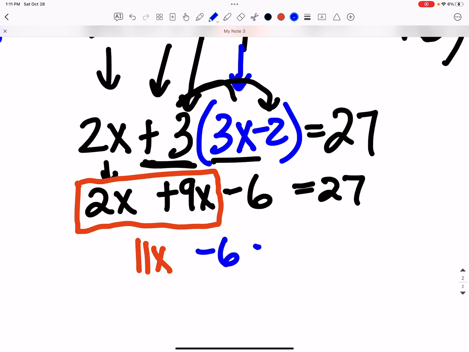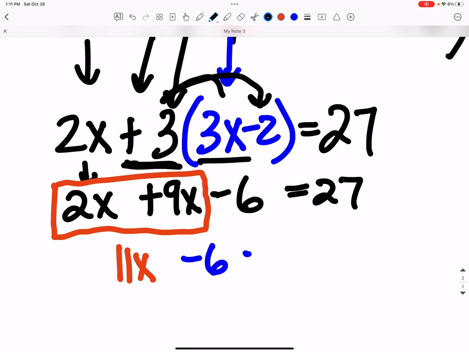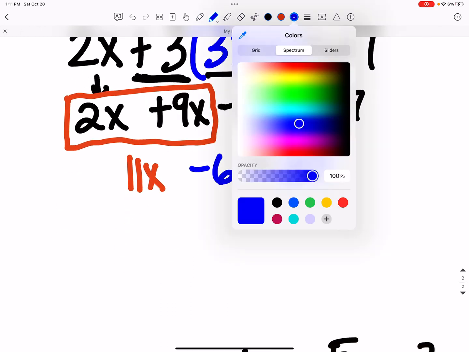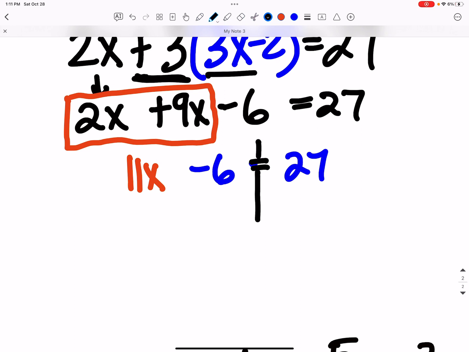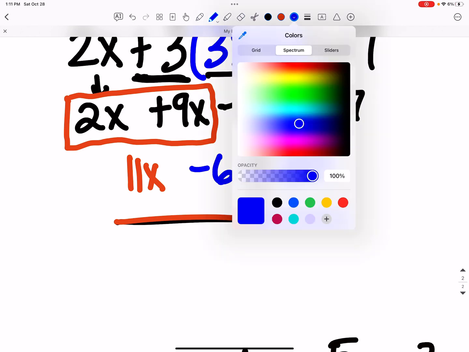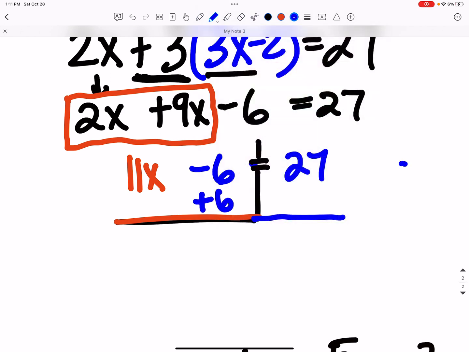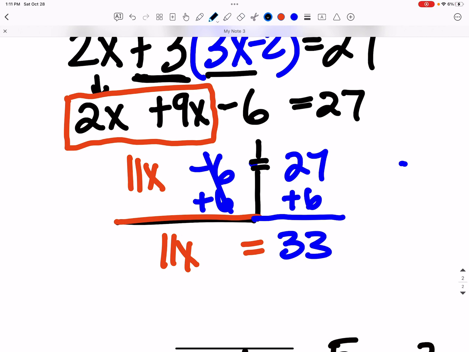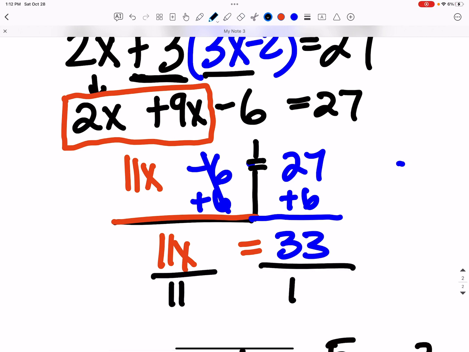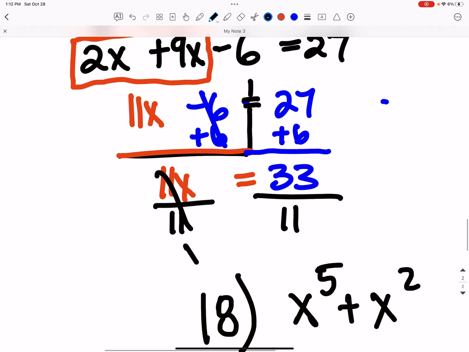Minus 6 equals 27. All right, if I'm making my teams, I'm going to make this side the red side, and this side the blue side. I'm going to add 6 to get rid of it there. And we've got 11x equals 33. We're going to do top versus bottom, the 11, and x equals 3.